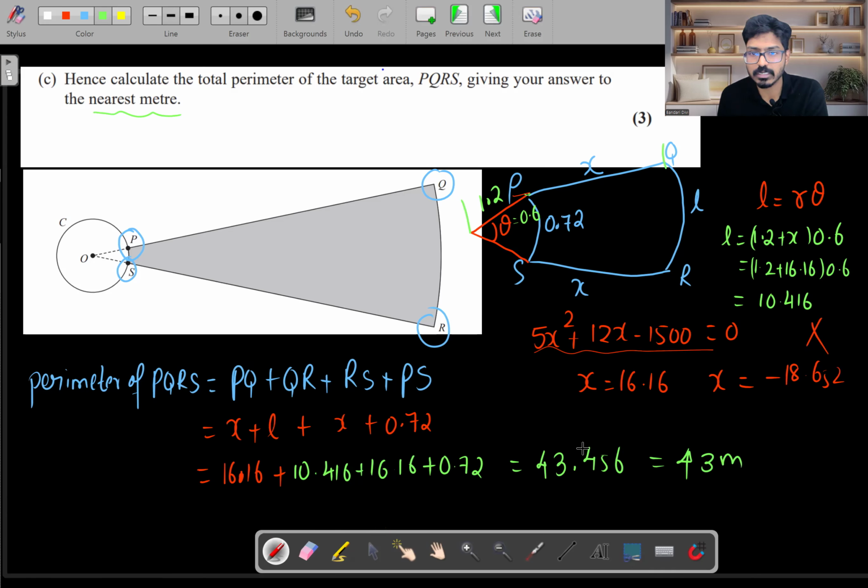If it is 43.6 or more, then it would be rounded off to 44, but this is less than 5 in the decimal, so I will round it off to 43 meters, which is the nearest meter. I hope this is very clear.